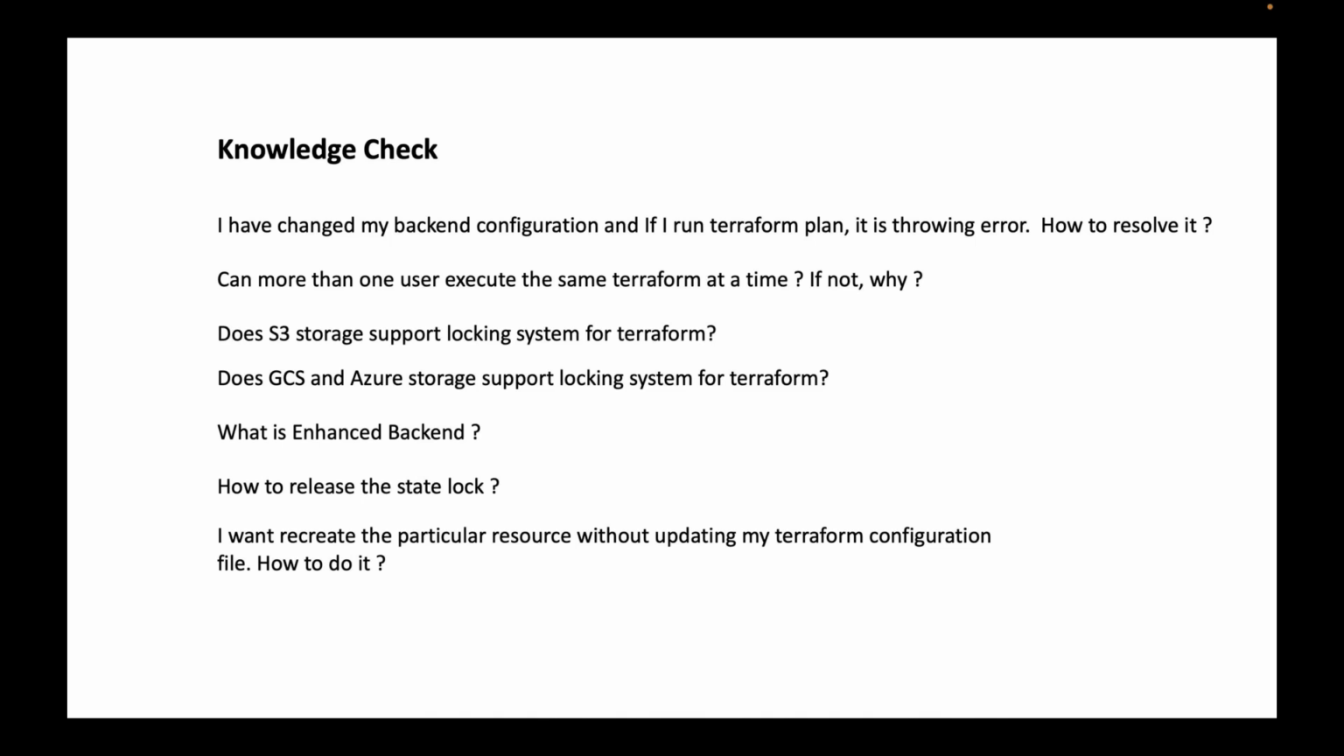What is the difference between taint and the RM command? RM will completely remove the resource from the state file and the configuration file. And taint means whatever resource we specify with taint, it will be recreated whenever we execute. Yeah, that's absolutely correct. Only one correction: the RM command will remove the resource from the state file alone. It won't remove it from the TF file. We have to remove it manually. Okay.